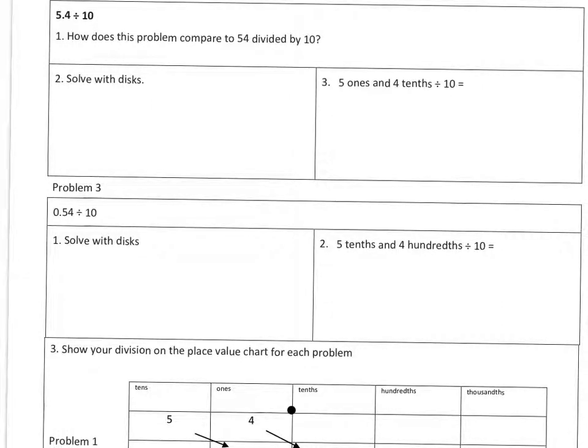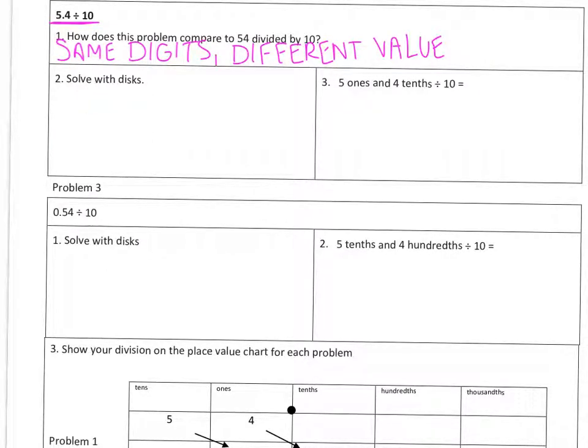So our next problem is similar, but still a little bit different. 5 4/10 divided by 10. How does this problem compare to 54 divided by 10? Well, it's got the same digits, but a different value. So we have our 5 and our 4 divided by 10, but it's not the same number. So let's solve with some discs.